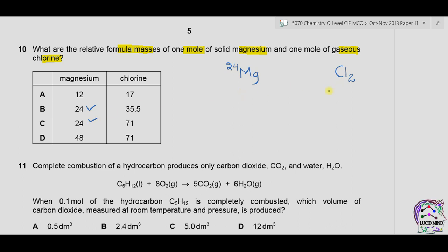While for the chlorine atom it is 35.5 in the periodic table. As we have 2 chlorine atoms present in the chlorine gas, we can multiply 35.5 with 2. So it will become 71. Correct answer is C.